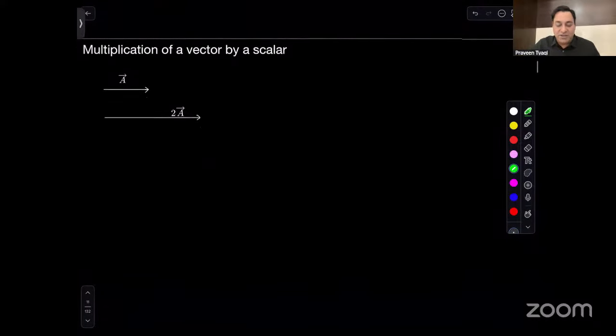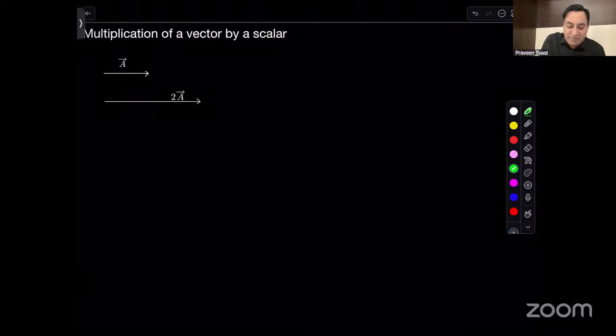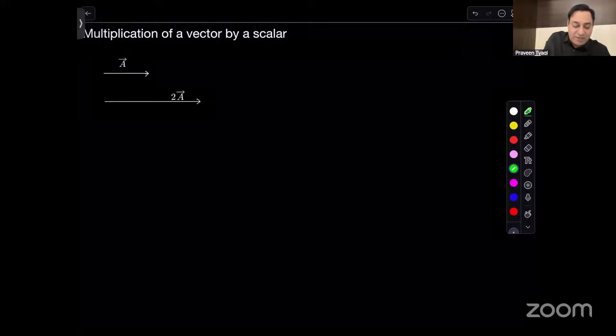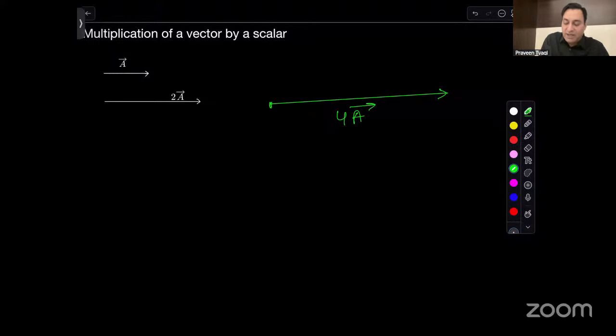Now, multiplication of a vector by a scalar. When we multiply a vector by a scalar, its magnitude changes and its magnitude becomes that many times. Suppose I multiply this vector by 4, so it will become like a 4A vector. The length will become 4A, direction remains unchanged. So this will be 4A.